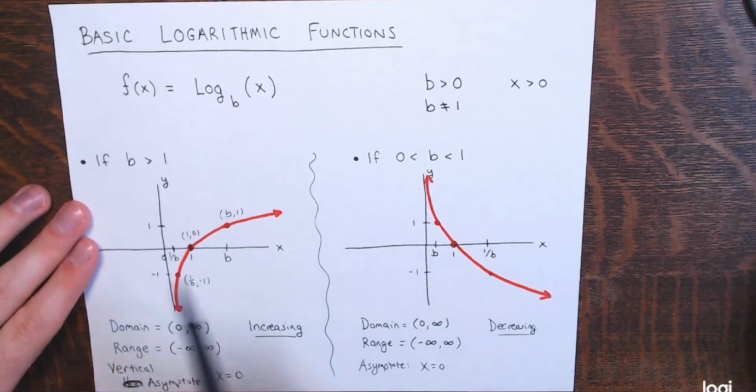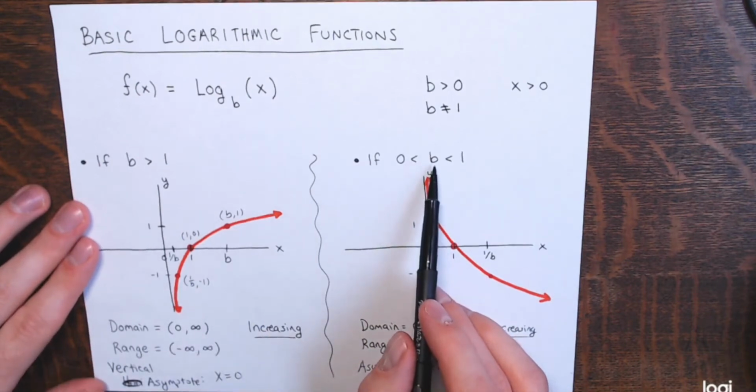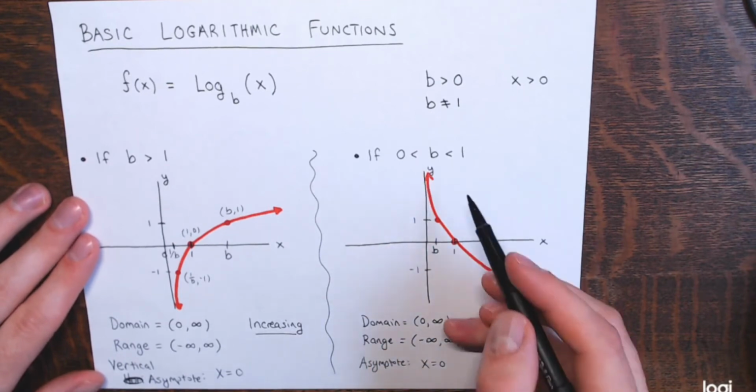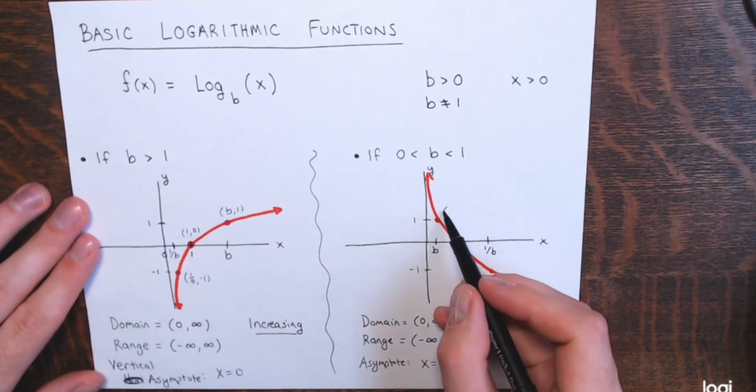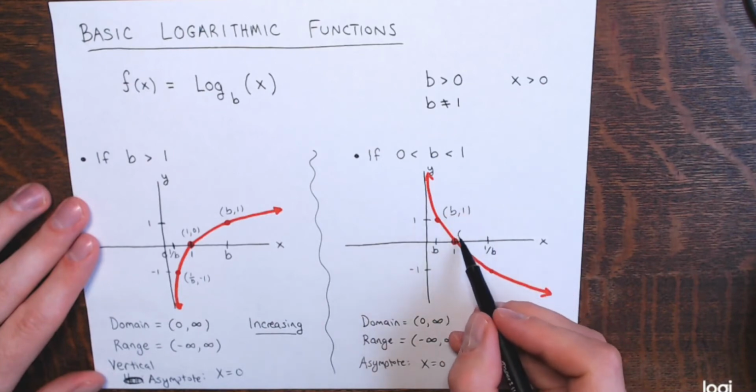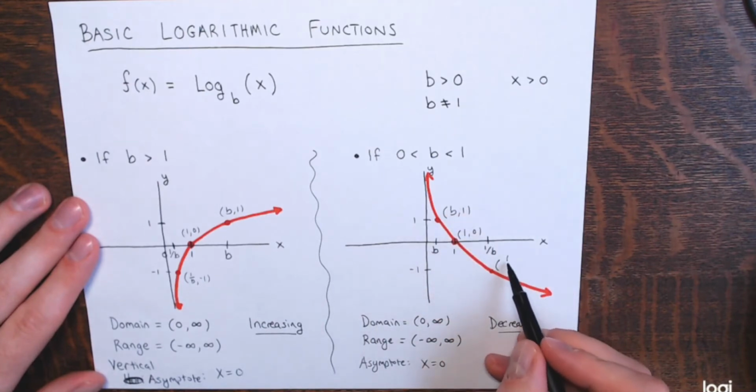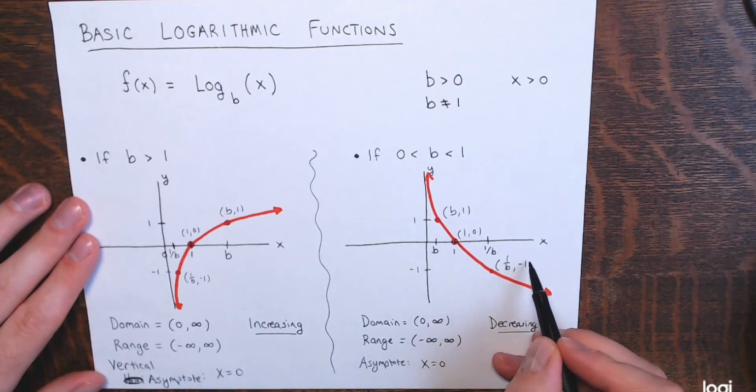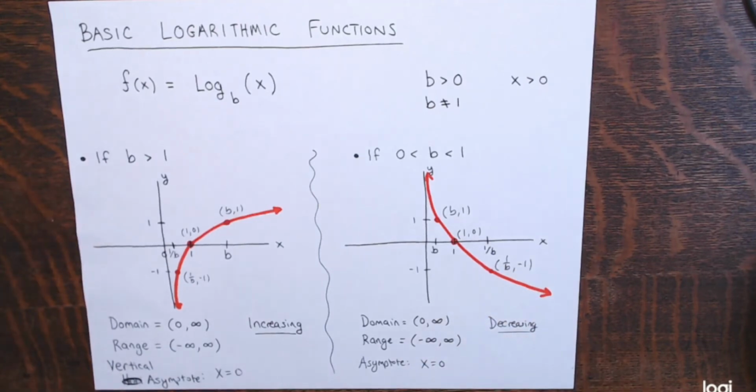And if the base is less than 1, you have a decreasing function, but you still have those same 3 key points. You still have (b, 1), (1, 0), and (1 over b, the reciprocal of b, negative 1). Those 3 key points are still on there. Same domain, all positives, same range, all reals, same vertical asymptote of the y-axis, or x equals 0, but it is a decreasing function when the base is less than 1.